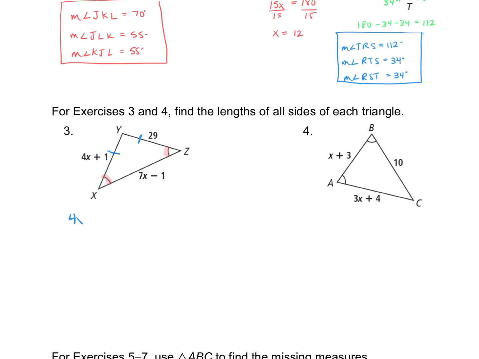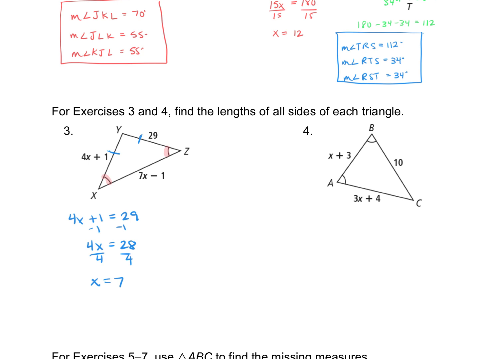So we can say 4x plus 1 is equal to 29 and solve this equation to find x. We'll subtract 1, so 4x is equal to 28. Divide both sides by 4, so x equals 7. They did not ask us to find 7. They wanted us to find all of our sides. So we can plug the 7 back in.